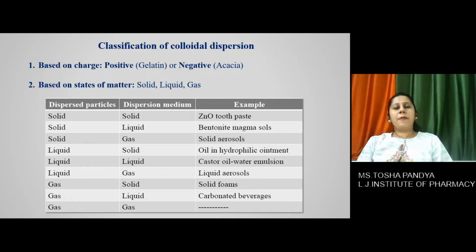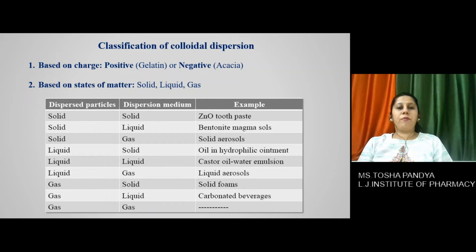Now, colloids can be classified into various types depending on various properties. They can be classified based on charge. So, based on charge, you have positive colloids and negative colloids. Positive example gelatin and negative example acacia.